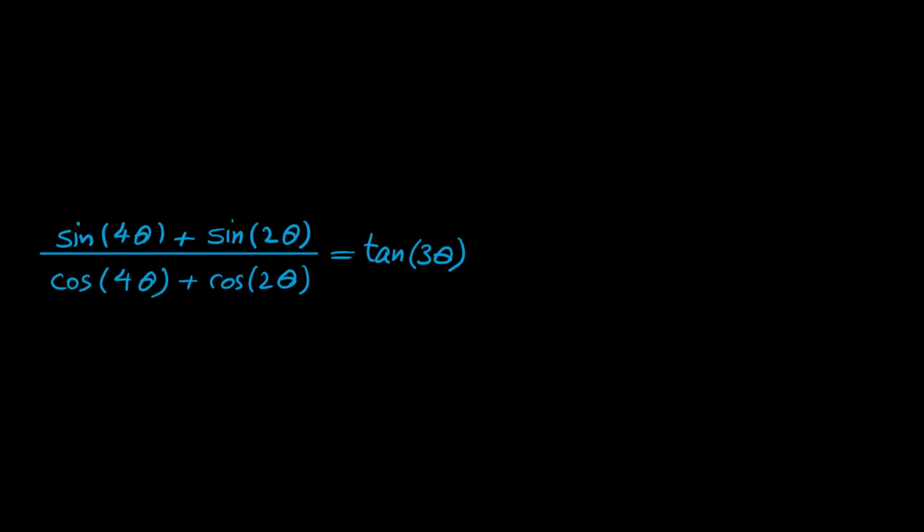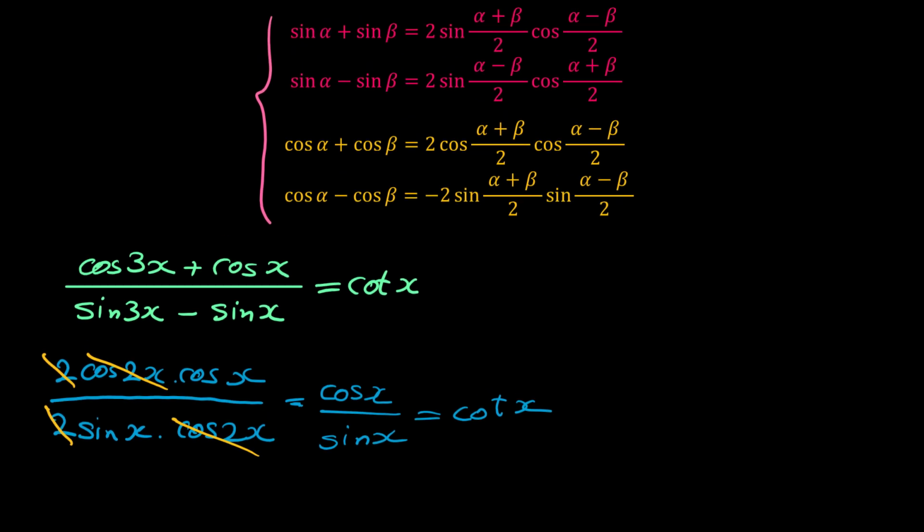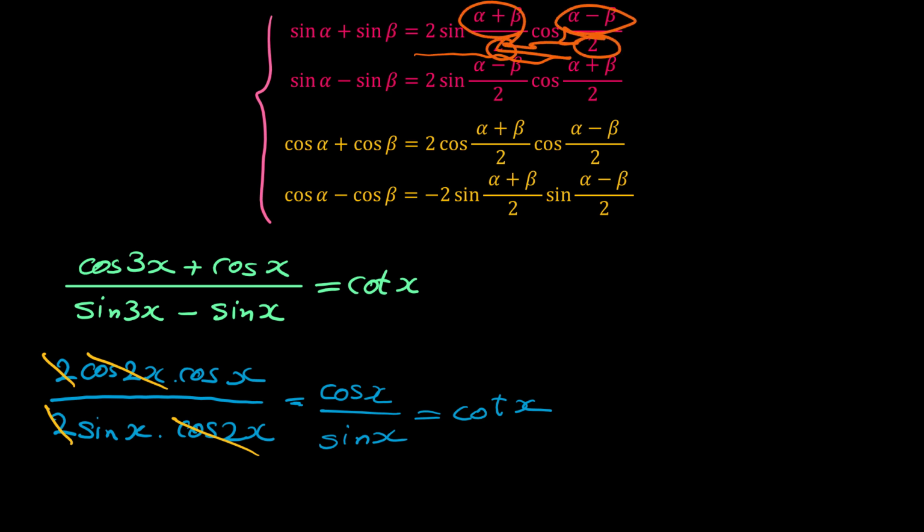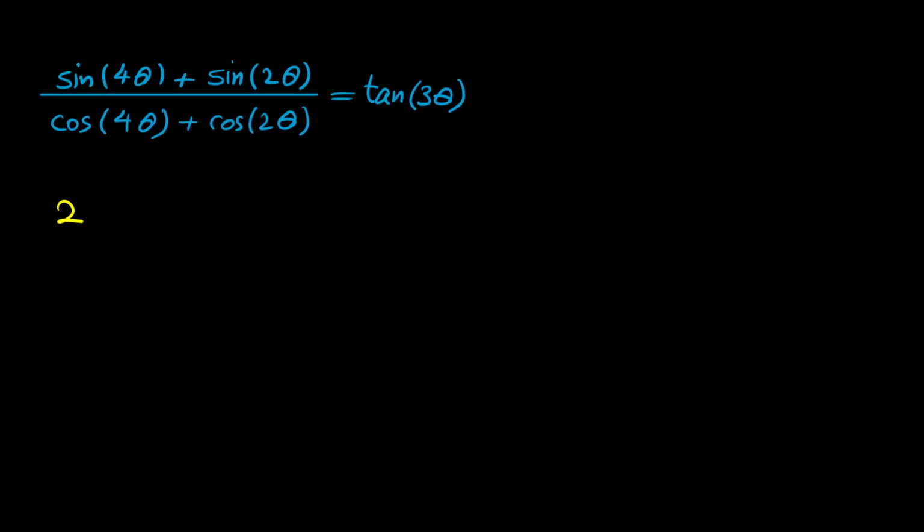Let me remind you, sine of alpha plus sine of beta is 2 sine of the sum of the angles over 2 cosine of the difference of the angles over 2. So the numerator is 2 sine of the sum of the angles. 4 theta plus 2 theta is 6 theta. Divided by 2 would be 3 theta. Times cosine of alpha minus beta. This is alpha and this is beta. Alpha minus beta divided by 2. 4 theta minus 2 theta is 2 theta. Divided by 2 would be theta.